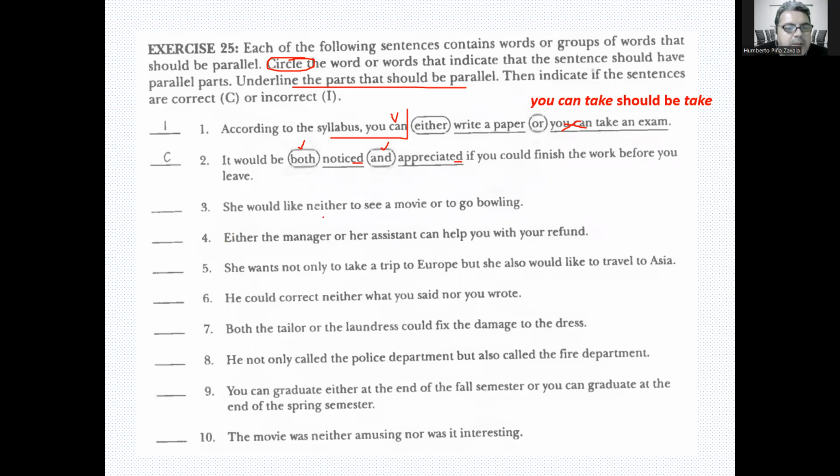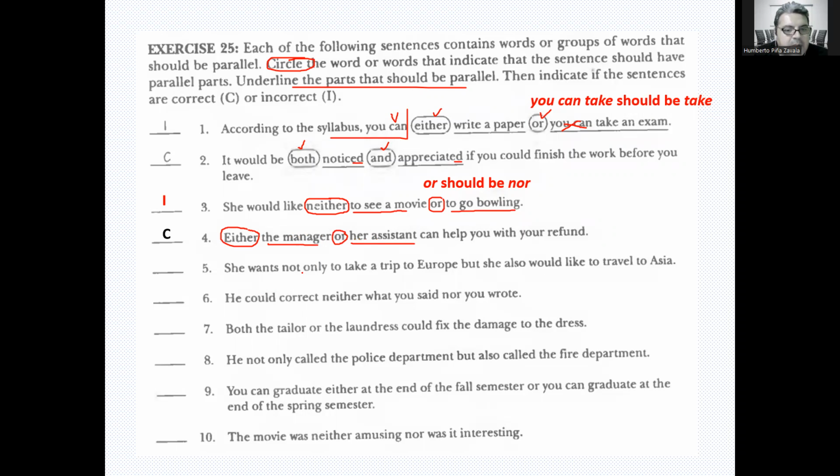Okay, so we got neither or. Here we have a problem, right? To see a movie, to go bowling. It's incorrect. It should be nor. Remember the pair conjunctions? Either or, neither nor. Either the manager or her assistant can help you with your refund. There you go, right? Either or, occupations.